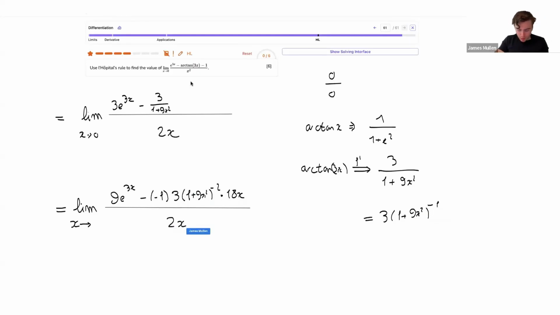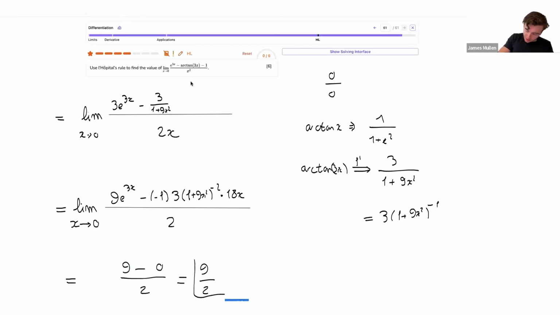And now I'm letting x be equal to 0. Oh, sorry, divided by just 2. That's going to go away. And now, if I plug in x is equal to 0, I would get 9 minus 0 over 2, which is just 9 over 2, and that is my answer.